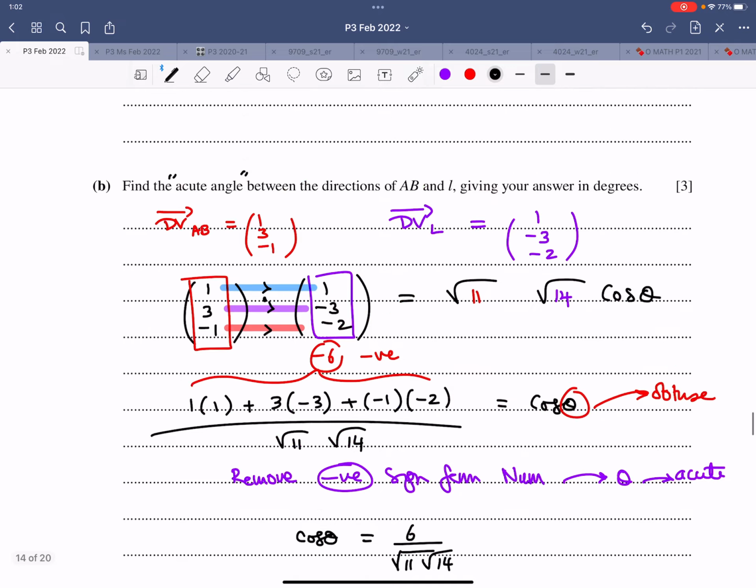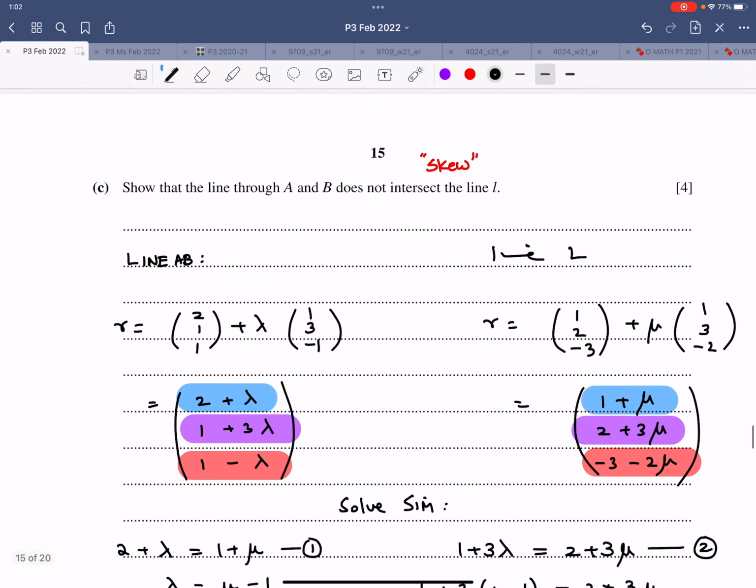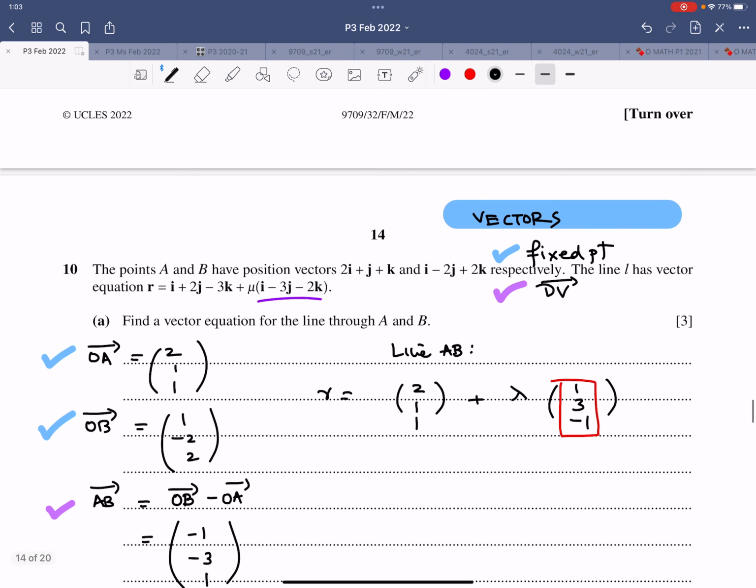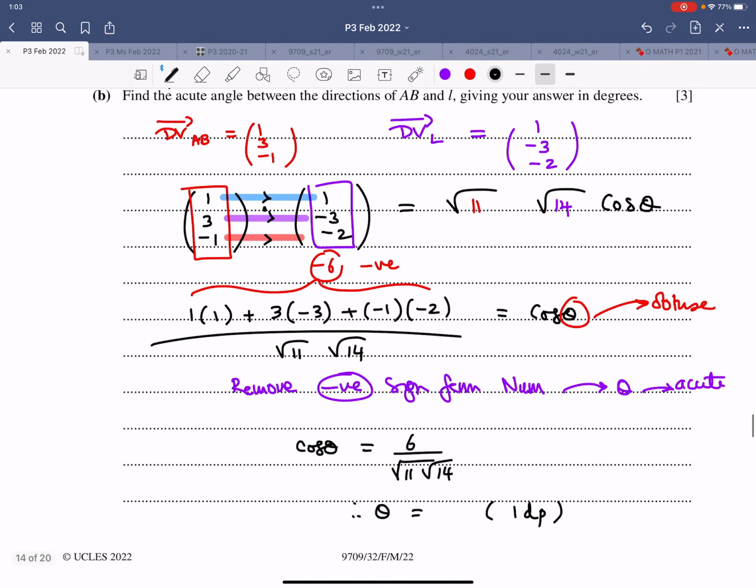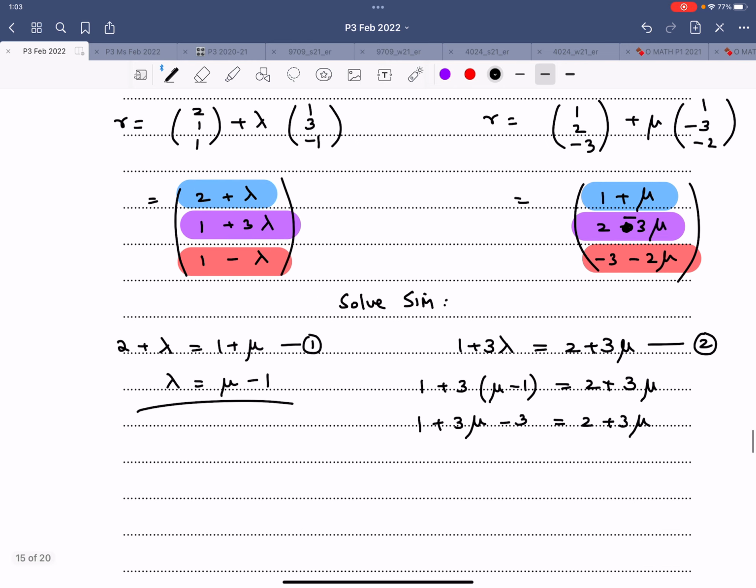Line AB is (2, 1, 1) plus lambda (1, 3, -1). That's perfect. Line L is (1, 2, -3) and (1, -3, -2). That's the mistake. So let me just correct it: (1, -3, -2). And let me use an eraser over here, and over here, and over here. So therefore, 2 minus 3 mu.